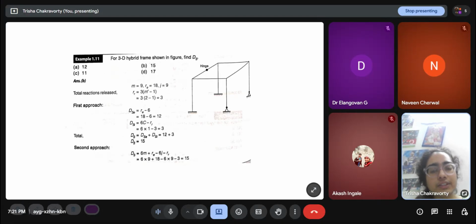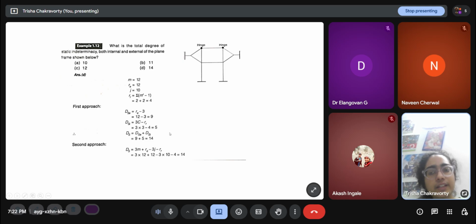For 3D, the formula changes. M is 9, RE is 18, J is 9, and the RR formula in 3D actually changes a little. It's the number of members meeting at the internal hinge minus 1, into 3. So RR here is 3 into 2 minus 1, which is 3. Then we put it in the formula, you get 15.